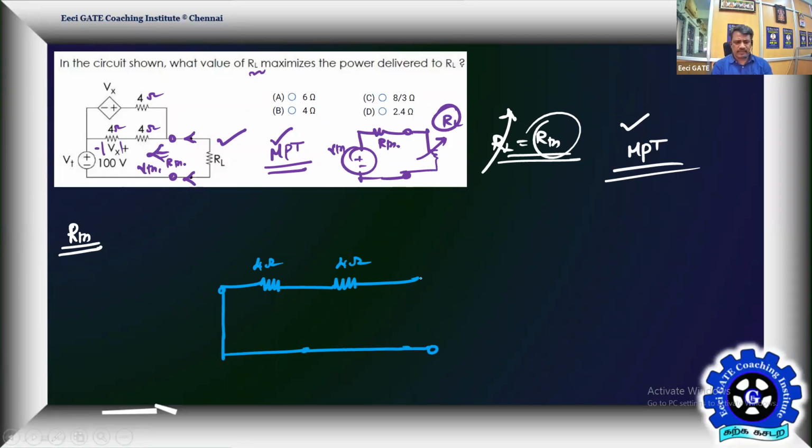So the two terminals where we used to connect the RL got disconnected from the circuit. Then we are Thevenizing the circuit. We are looking for RThevenin between the terminals A and B. Okay, right?